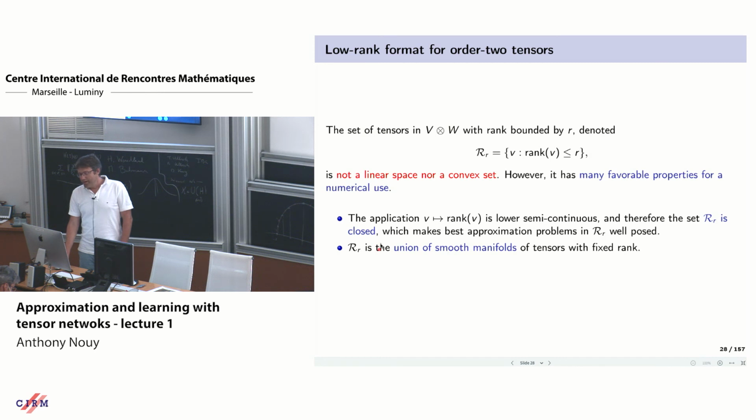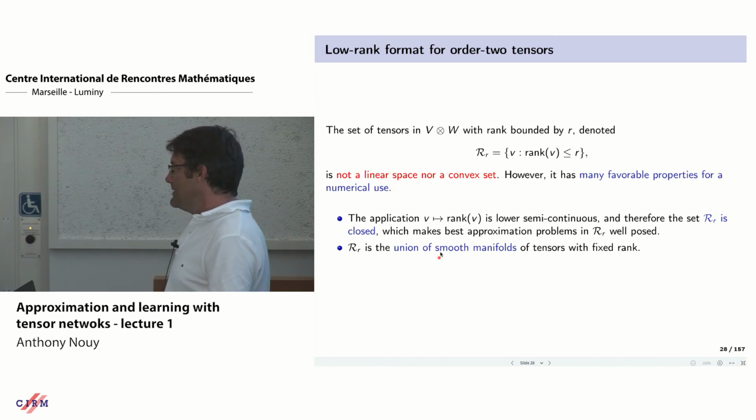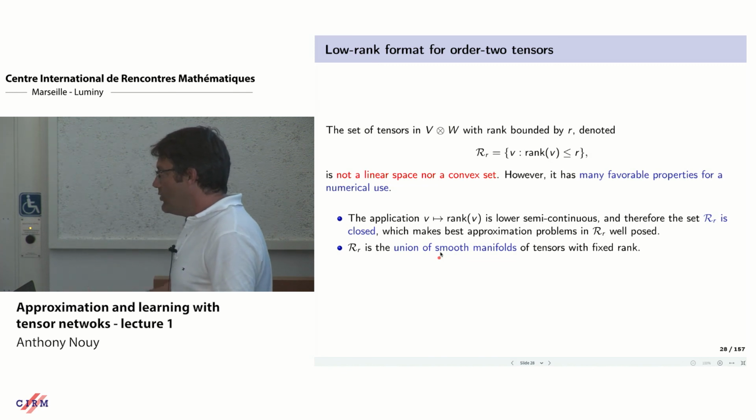Something interesting, I will not talk a lot about this in this talk, is the fact that this set is clearly a union of sets of tensors with a fixed rank, going from 1 to r, and all these sets are smooth manifolds. Okay, so you can exploit this nice geometrical property in practice for devising optimization methods exploiting the geometry of these sets.